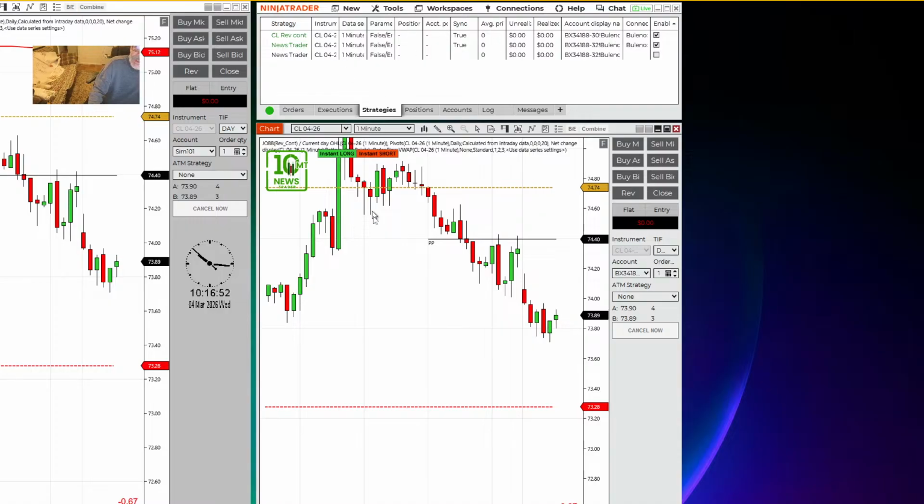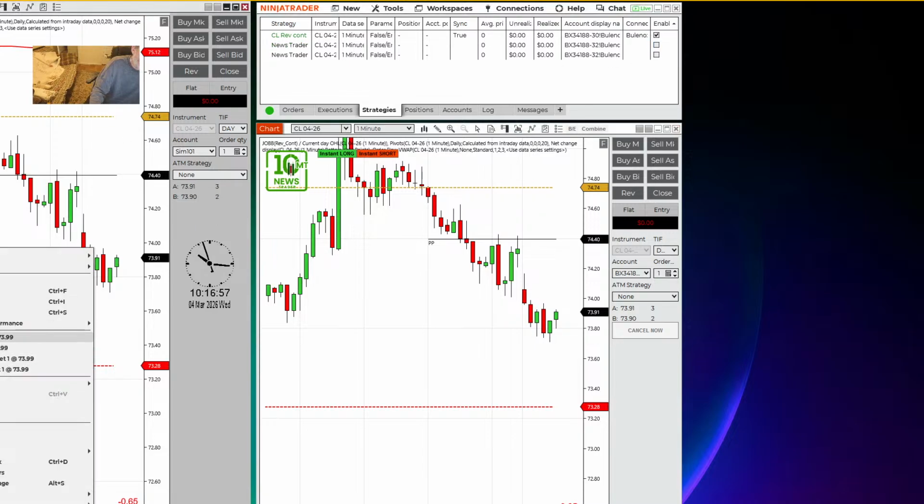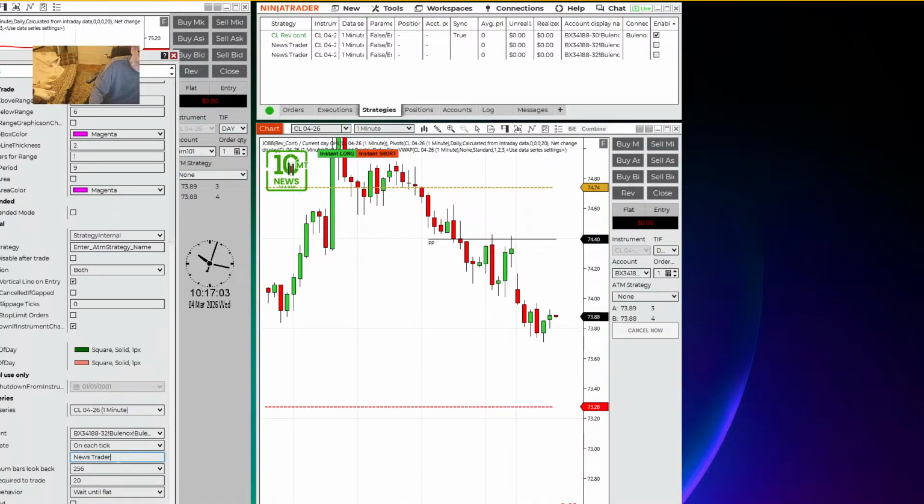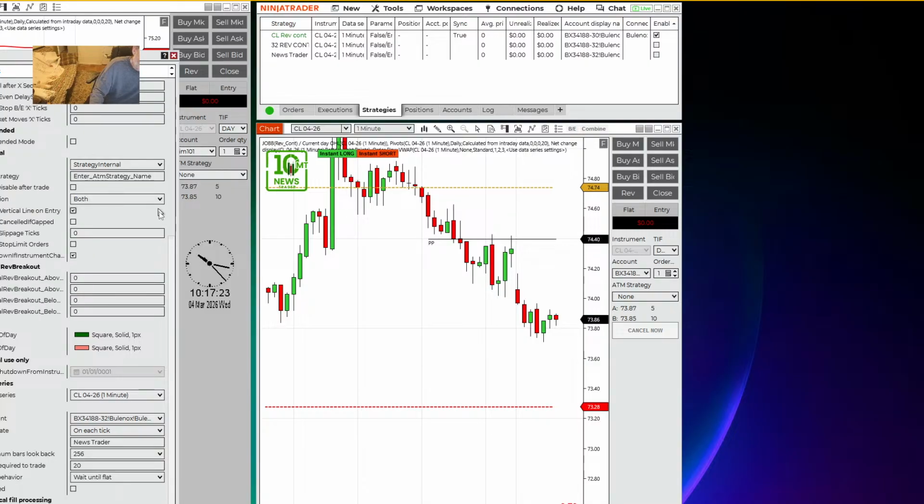Let's label our trades. I didn't label any of my trades, so let's get these trades labeled. The reverse continue should always be labeled, right? It just says news trader. CL. Let's do reverse continue 32, different account. And then our breakout, we'll label that 32 BRK, just so we know which trades are in which account.